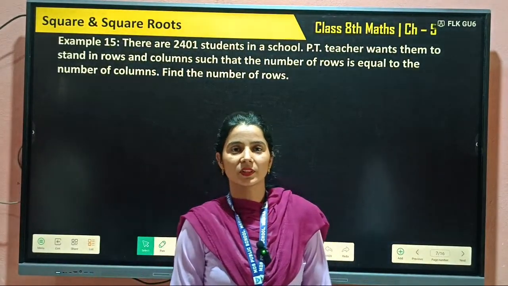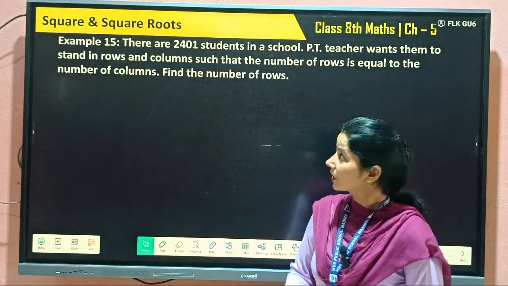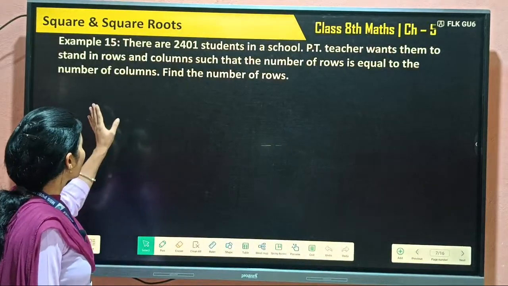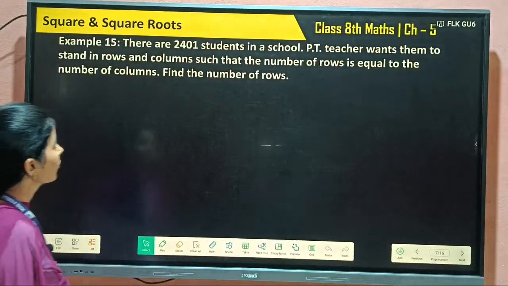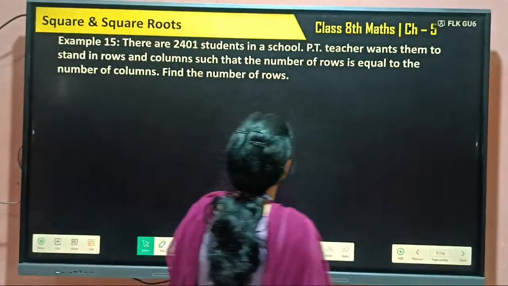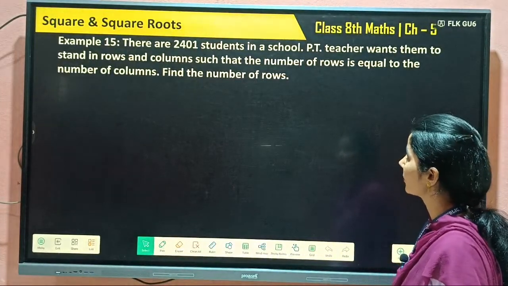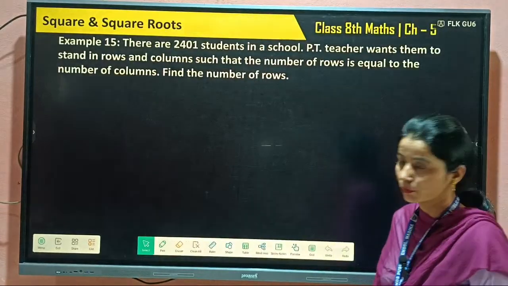Welcome back to class. Yesterday we discussed examples of exercise 5.4 up to 14 examples. Now example number 15: there are 2401 students in a school. The PT teacher wants them to stand in rows and columns such that the number of rows equals the number of columns. Find the number of rows.